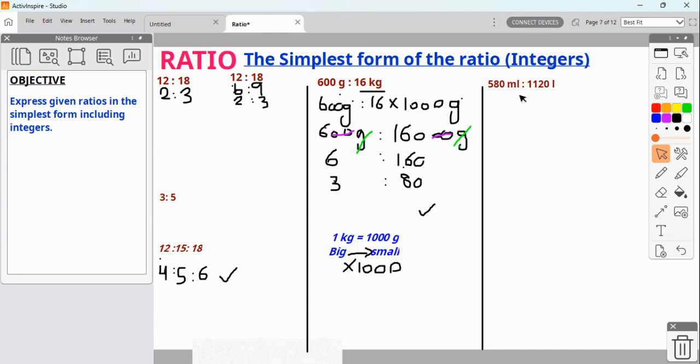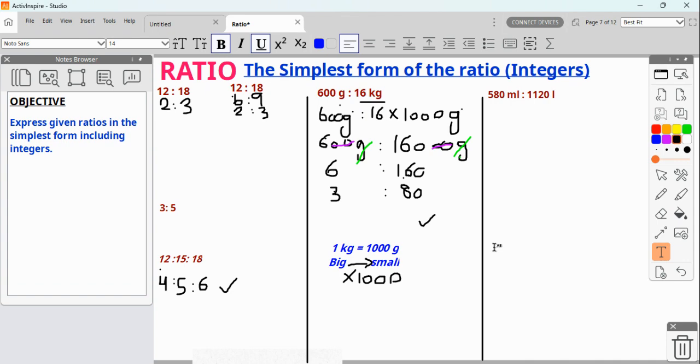580 ml, ml means milliliter, and 1120 liter. Again we have been given units in this question. So you know very well we can't solve it directly. First we have to make the units the same, then we can solve it further. So the units given are milliliter and liter. You should remember that 1 liter is equal to 1000 milliliter.